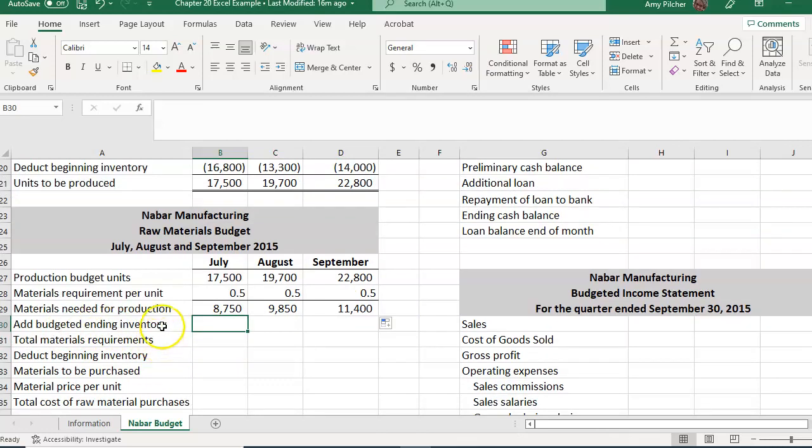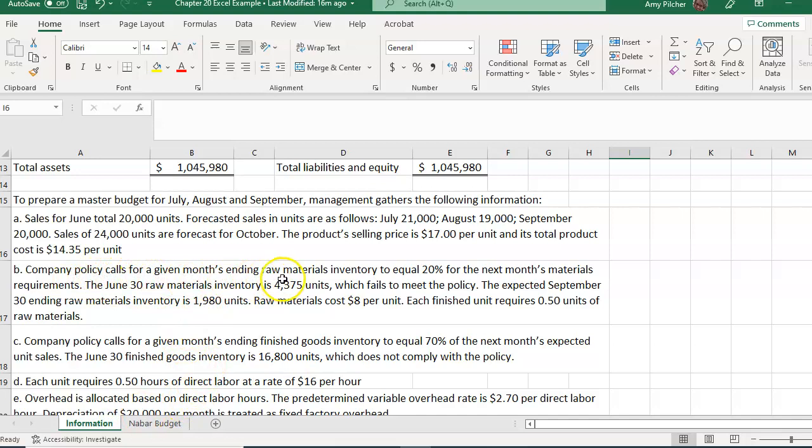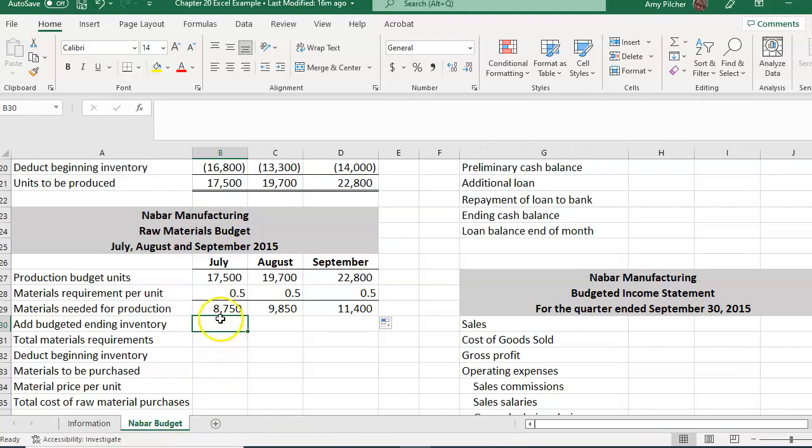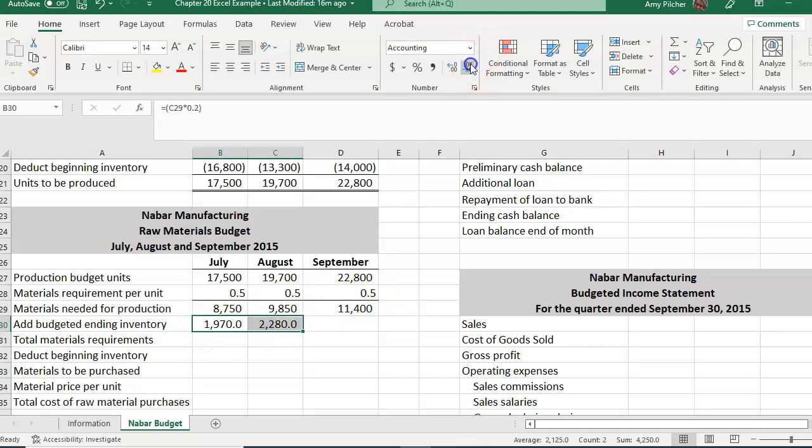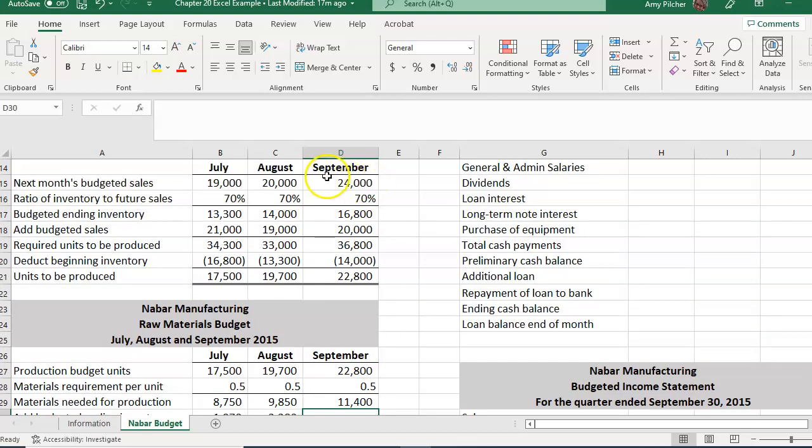Then I need my budgeted ending inventory. So I need to look at what that requirement is for budgeted ending inventory. It tells me that I want ending raw materials inventory to equal 20% of the next month's material requirements. Okay? So I need September times 20%. And for August, I need September times 20%. And I'm going to format that to get rid of the 0 here. So then in September, I need 20% of what I need for October. So I've got my October right here.